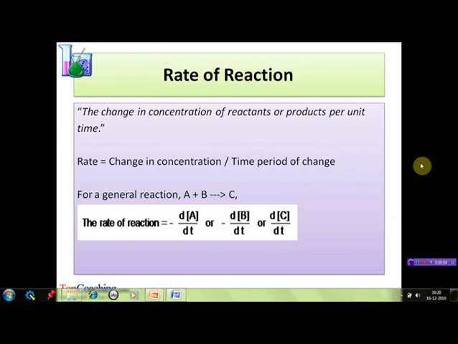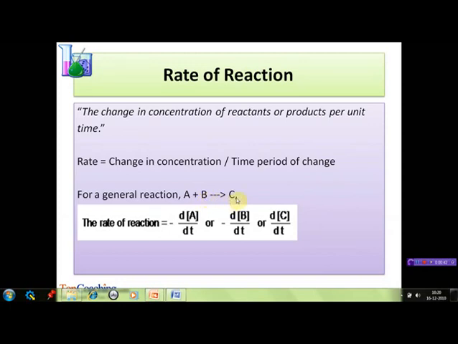The first part of the definition of chemical kinetics says that it deals with the rates of chemical reactions. So for studying chemical kinetics, the first thing that we should be clear about is what exactly is the rate of a reaction. We can define the rate of a chemical reaction as the change in the concentration of the reactants or the products per unit time. Mathematically, we can write that rate of a reaction is equal to change in concentration divided by the time period of change.